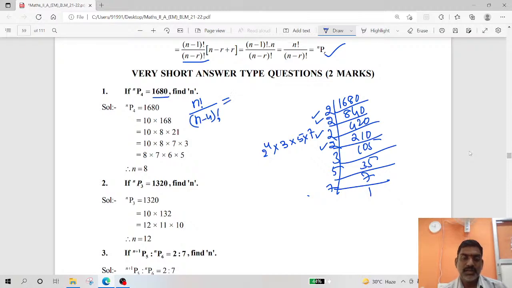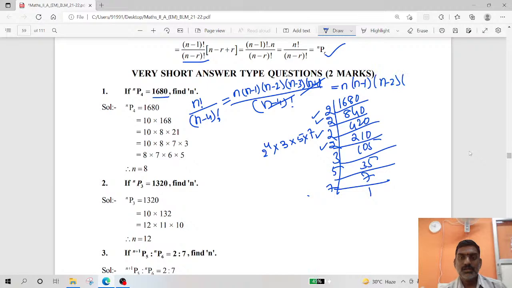N factorial by n minus 4 factorial means what? N times n minus 1 times n minus 2 times n minus 3 times n minus 4 factorial, divided by n minus 4 factorial. The n minus 4 factorials cancel. So what are we getting here? N times n minus 1 times n minus 2 times n minus 3. We are getting nP4 is equal to the product of 4 consecutive numbers starting from n.